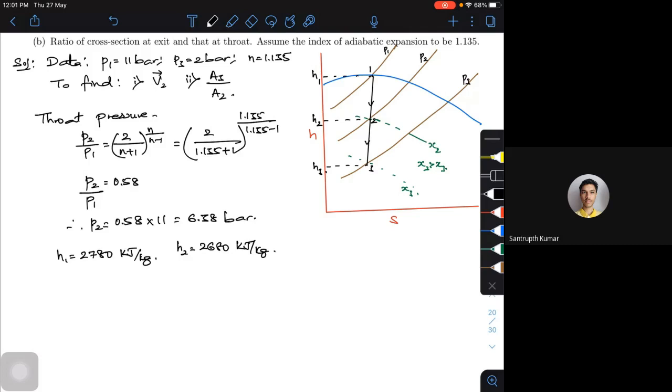And corresponding to that, you can get X2 is around 0.96, roughly slightly greater than 0.94 or 0.95. It is nearer to 0.96 actually. And corresponding to that, what is the value of your v, that is your specific volume? I am getting around 0.3 meter cube per kg. You can verify this. Whatever values I am telling, you can just verify it. Now the difference between 2780 and 2680 is roughly around 100.